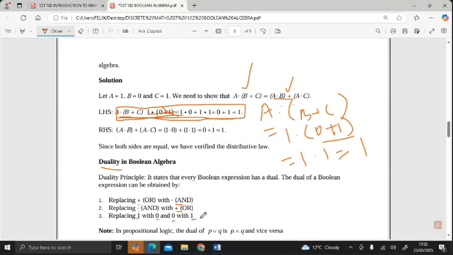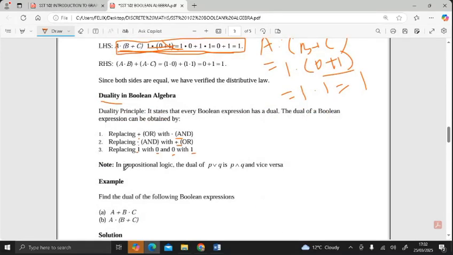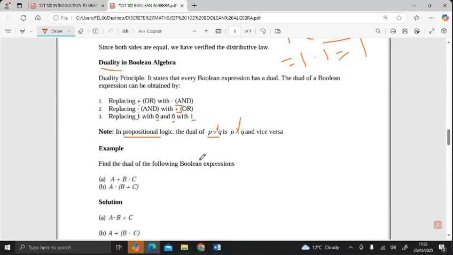Like in this case, if we have an or, we replace it with and. If we have and, you replace it with or. If we have one, you replace it with zero. If you have zero, you replace it with one, and that will give you the dual. And you can see here I've noted in propositional logic, for example, the dual of this, you simply replace that. You see this one is a disjunction, you replace it with a conjunction.